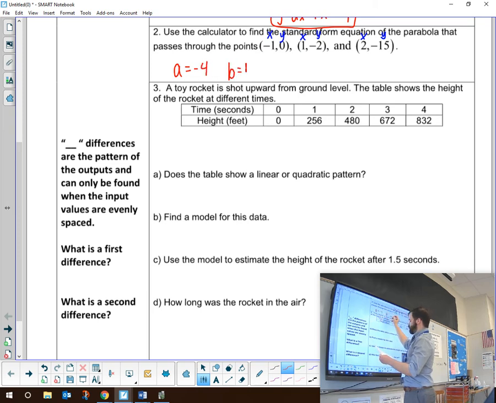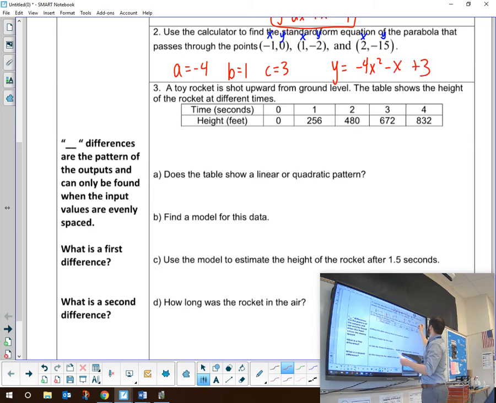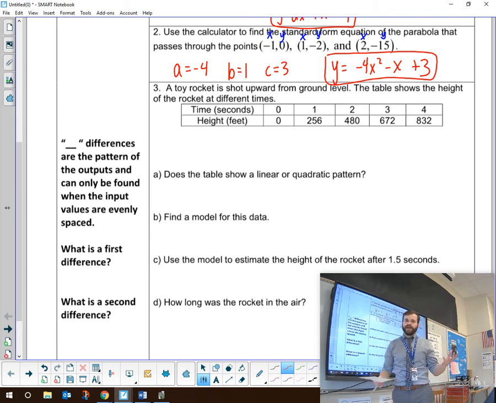My B is going to be 1, and my C is going to be 3. So now I can write my equation. It's going to be y equals -4x squared minus x plus 3. So like I said, from 3 points, you can find your equation.